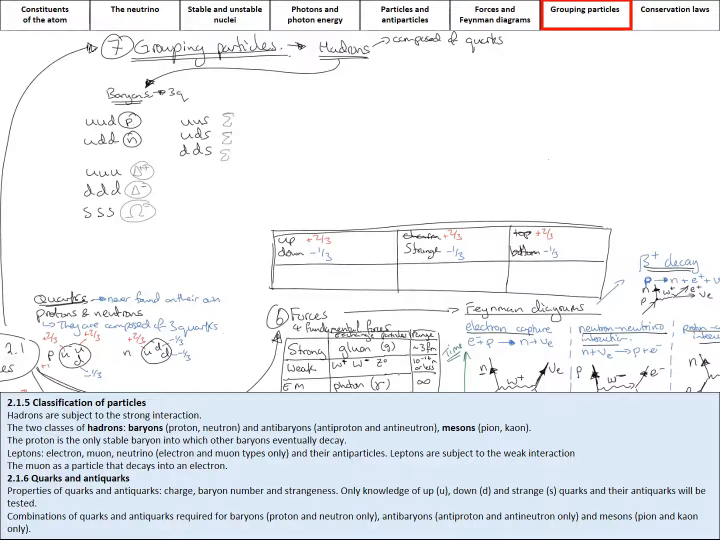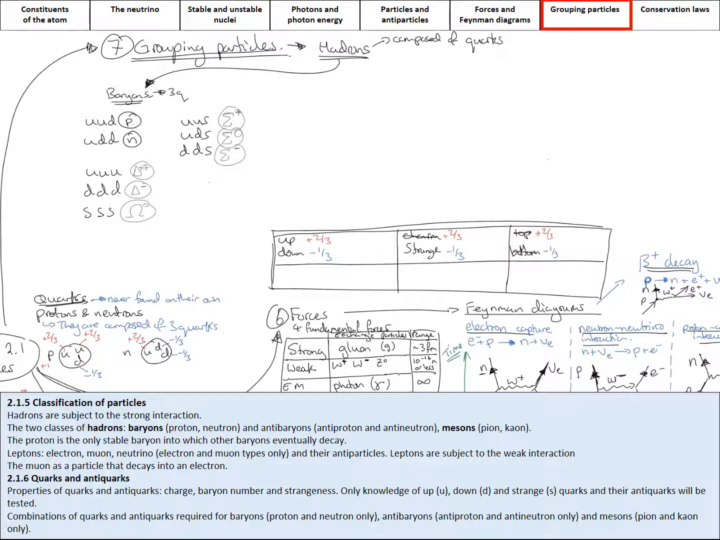So up, up, and strange, +2/3, +2/3, -1/3, that's a total charge of +1, so that's a sigma plus. +2/3 for an up, -1/3 for a down, -1/3 for a strange, that's 0. And down, down, strange is 3 lots of -1/3, so that's a sigma minus particle. Again, you don't need to know these, I include them for completeness.